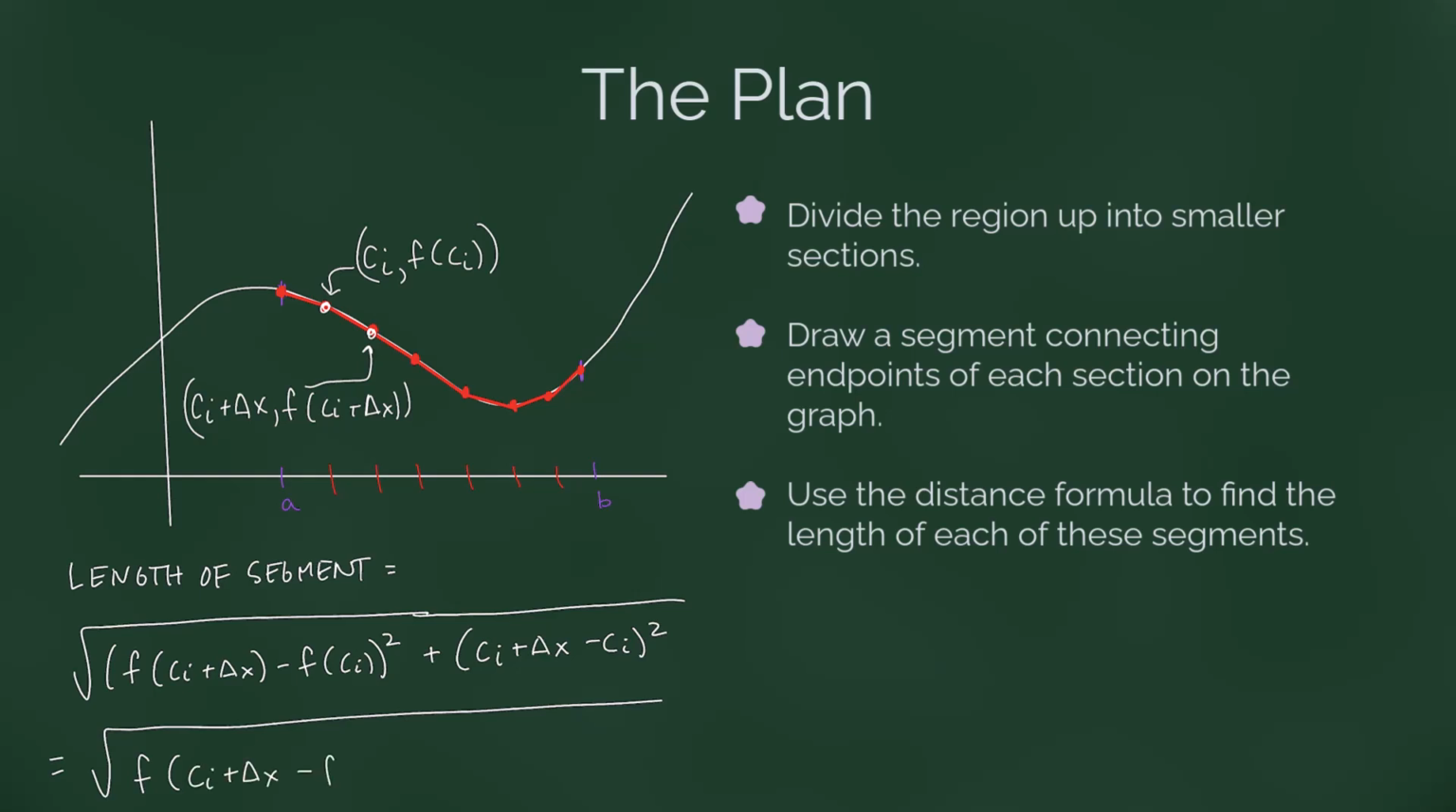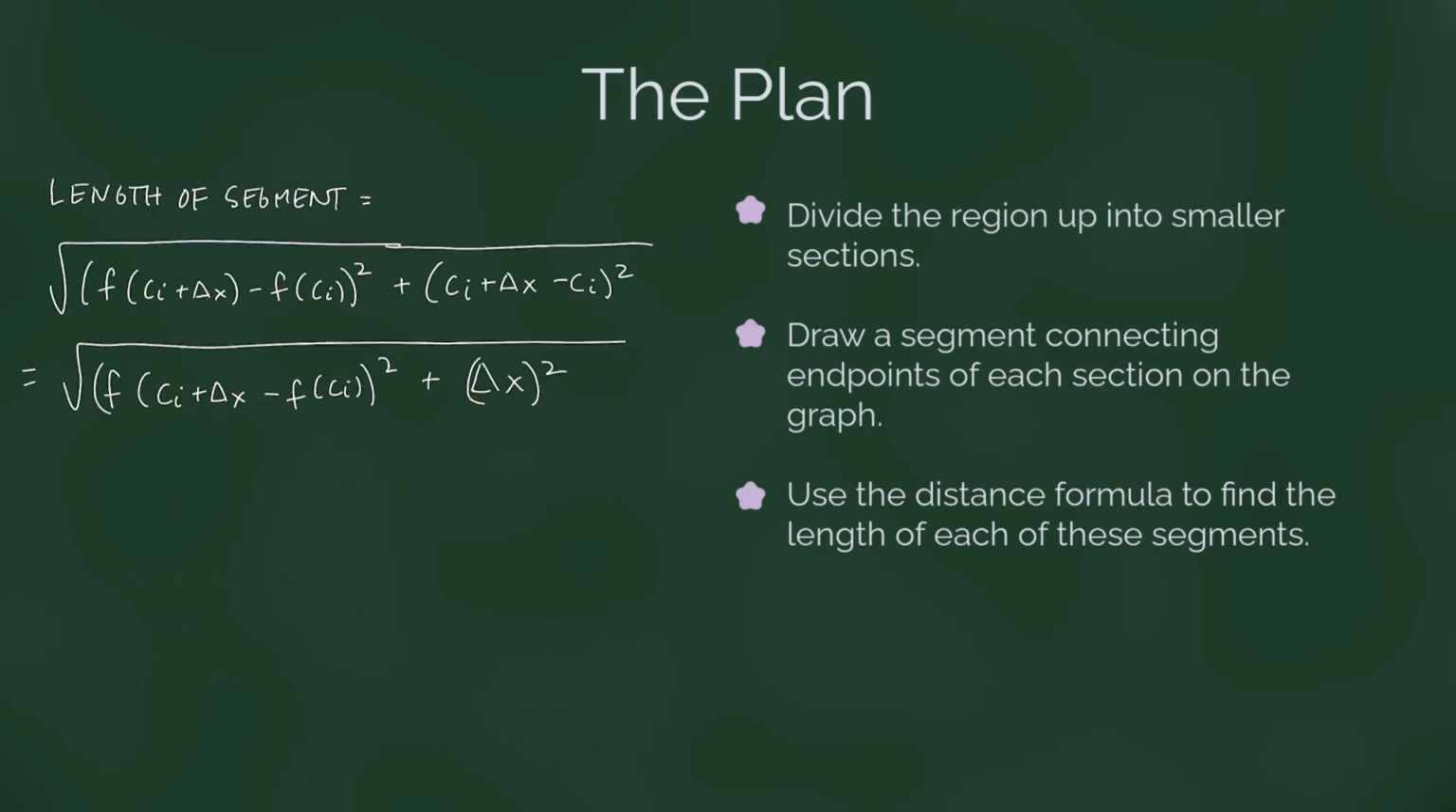Not much happens in the first part. We still have f of c sub i plus delta x minus f of c sub i all squared, but the second part just becomes delta x squared. We're going to simplify the length of that segment in some ways that will be helpful to us.